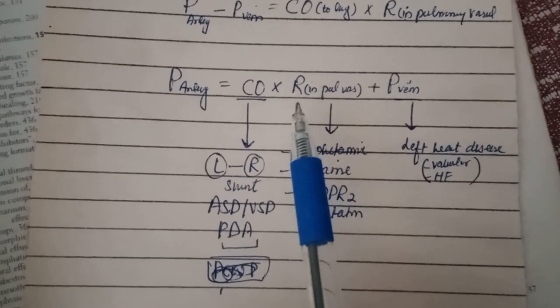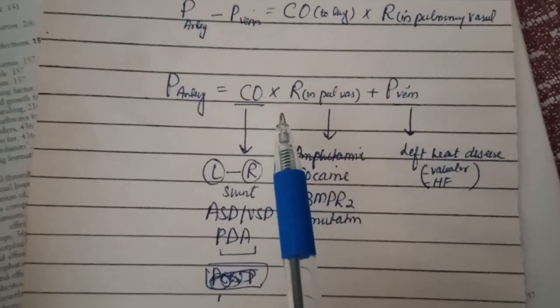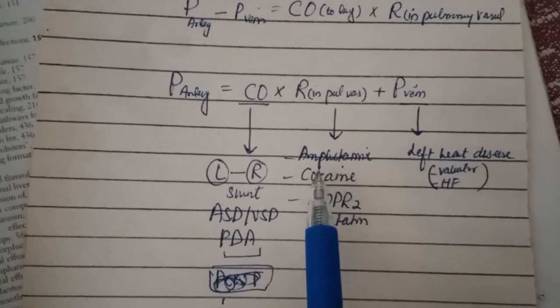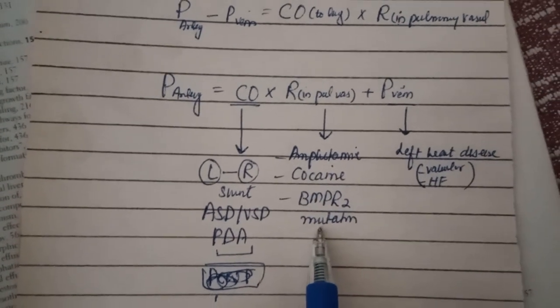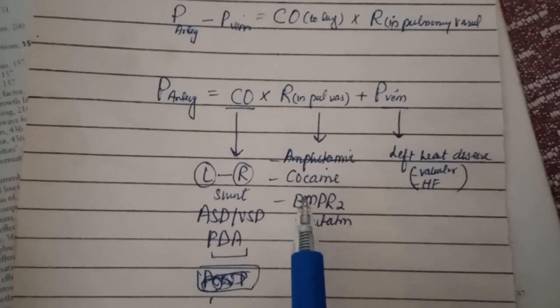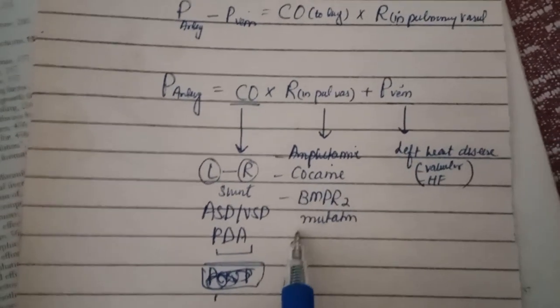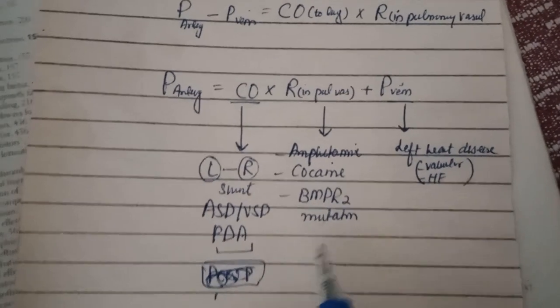Other causes involve the pulmonary vascular resistance. This resistance can be increased by some drugs, amphetamines, cocaine, BMPR2 mutation, and some other causes that I haven't listed. But still, if you remember this equation, you can easily fit any cause of pulmonary hypertension.